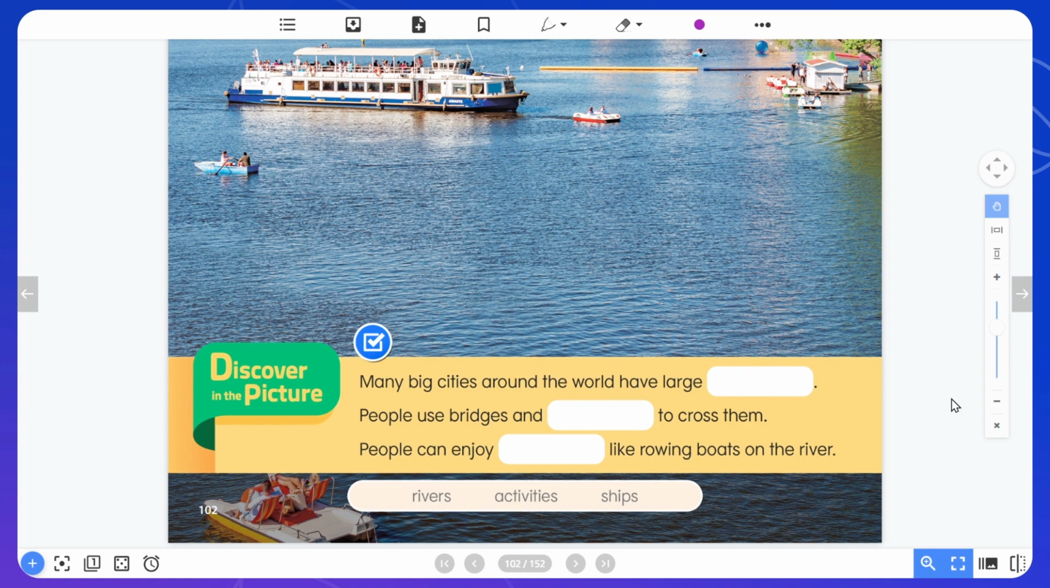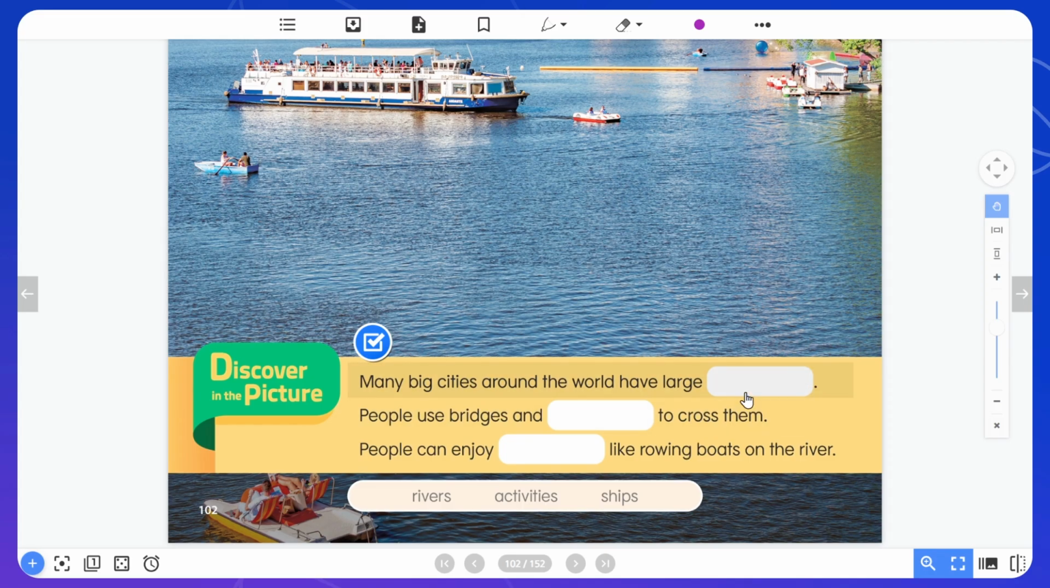We have a word bank down at the bottom of the screen. Maybe this will provide us with some clues. So we have rivers, activities, and ships. Now, I see a ship in the picture, right? Yeah, there's a ship right here. Do you see any activities? Yeah, there are people that are doing activities. There's some people rowing boats there. And obviously there is a river too. So, which of these words makes sense here?